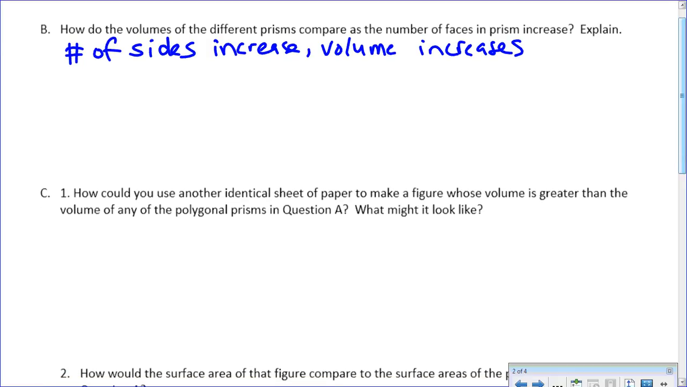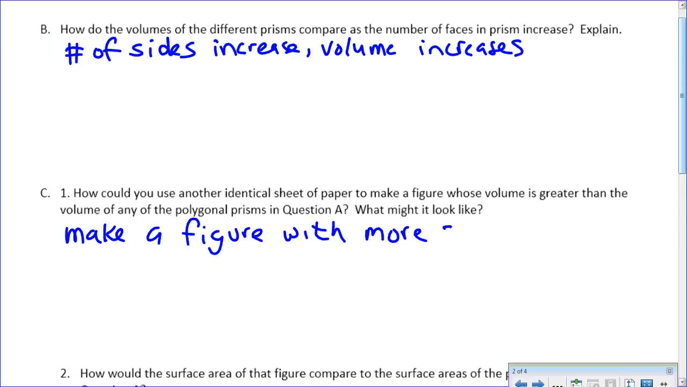So how could you use another identical sheet of paper? So we cut out another square, right? To make a figure whose volume is greater than the volume of any of the other polygonal prisms in question A. Well, what would we have to do? Because as the number of sides increased, so did the volume, right? We only went to 8 sides, so what would you have to do to make a figure that would have more volume? Yeah, increase the number of sides, right? So you got to make a figure with more sides, and that'll increase the volume.